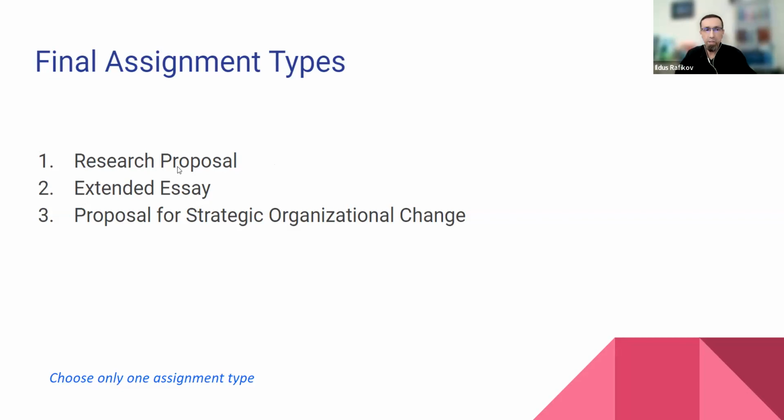This is why we introduced two other final assignment types. One is an extended essay, in which we expect you to write about your own understanding of what you have gained and how it changed your understanding. I will talk about them briefly in a moment. And the last one is a proposal for strategic organizational change, and I'll talk about that also. But you'll have to choose only one assignment type, so you don't have to write all of them. Just choose one, whichever you think you can do.